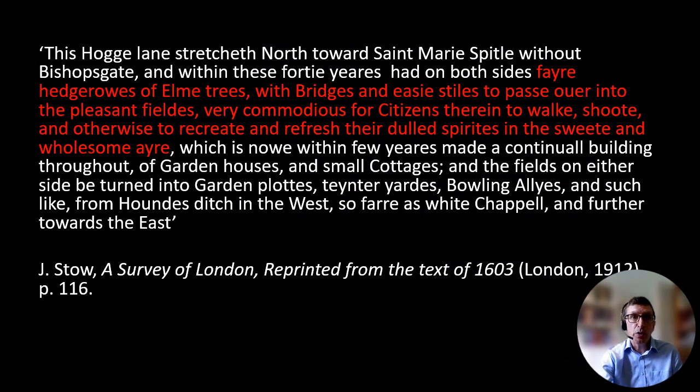Now, written evidence is always helpful when trying to understand and use maps. Here's an example from John Stow's famous Survey of London, in which he paints a rather nostalgic picture of a road called Hog Lane to the east of the City of London, evoking its rural character before the developers came in the late 16th century. He talks about fair hedgerows of elm trees with bridges and easy stiles to pass over into the pleasant fields, very commodious for citizens therein to walk, shoot, and otherwise to recreate and refresh their dulled spirits in the sweet and wholesome air. A very evocative picture being depicted here.